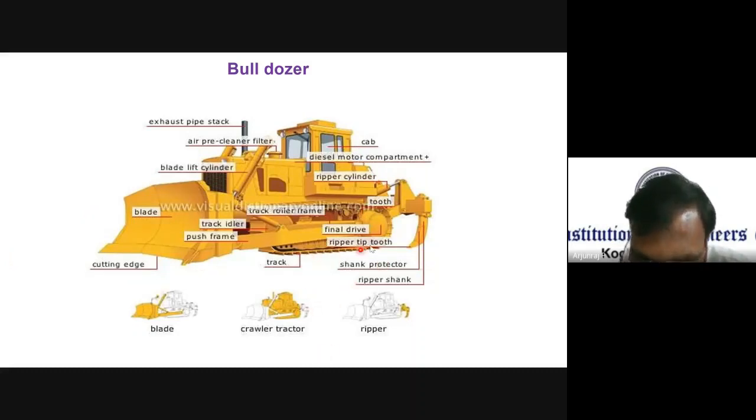And here, as I said, this is based on the crawler type or the wheeled type. Based on that, the bulldozer can be classified. It can be either hydraulically operated or operated through cables. It also has the cylinders. You have the blade lift cylinder. You also have the ripper cylinder, and this is used for getting the power. According to that, the movement of the bucket and also the movement of the tooth can be taken. You also have the ripper tip tooth, which is located at the back side. It's also used for digging or construction purposes.